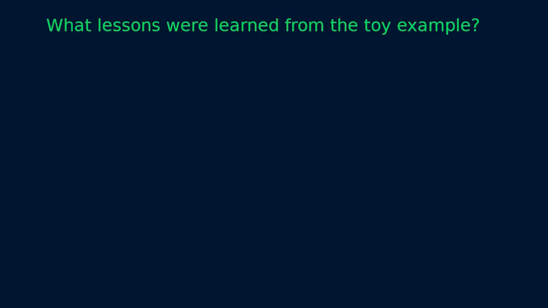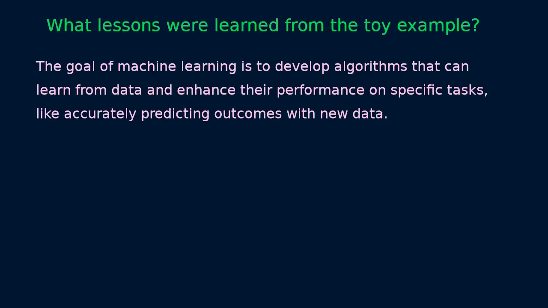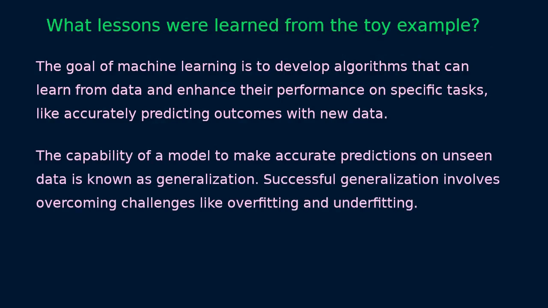What lessons were learned from the toy example? Let's compare our example with the following statement. The goal of machine learning is to develop algorithms that can learn from data and enhance their performance on specific tasks, like accurately predicting outcomes with new data. The capability of a model to make accurate predictions on unseen data is known as generalization. Successful generalization involves overcoming challenges like overfitting and underfitting.